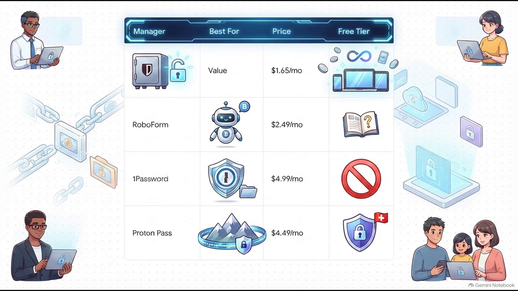Now, if you're after highly polished premium tools and seamless sharing, 1Password is a top pick at $4.99 a month, though it doesn't have a free tier. And finally, Proton Pass is a stellar privacy-first option based out of Switzerland. Honestly, you really can't go wrong with any of these. It just comes down to what specific features you need.